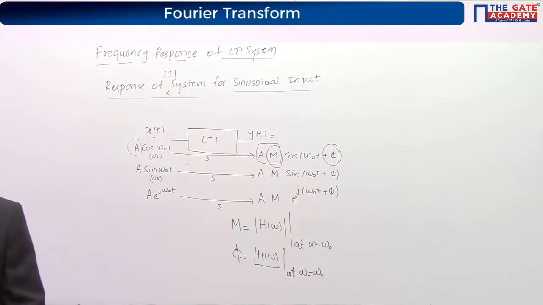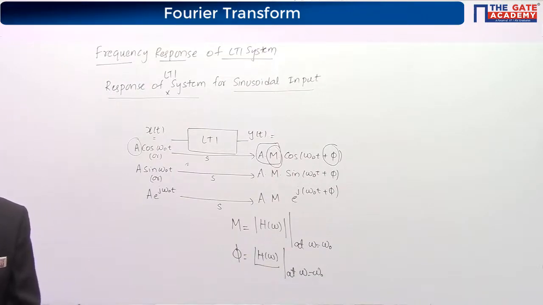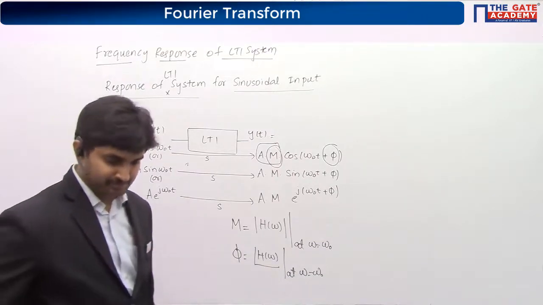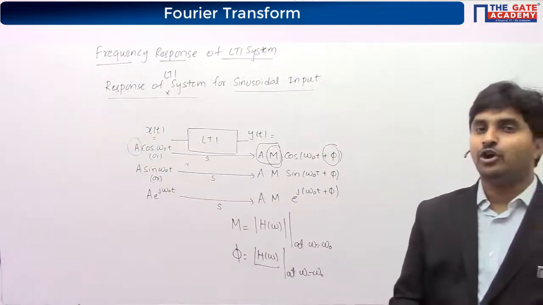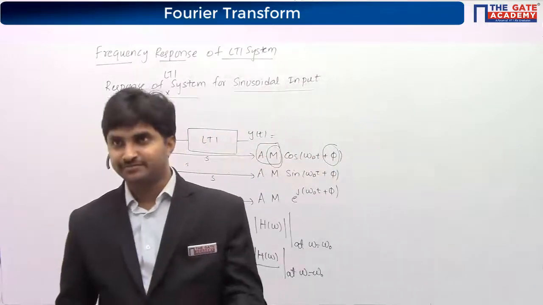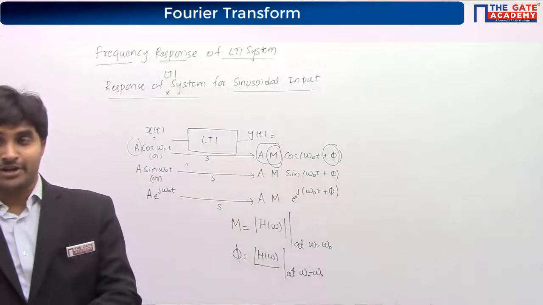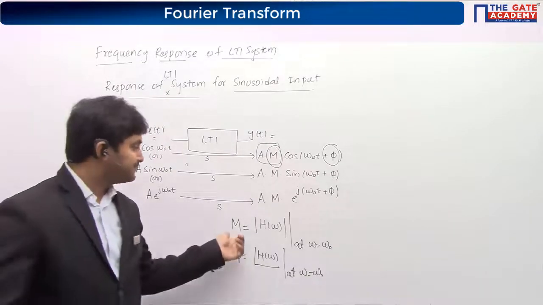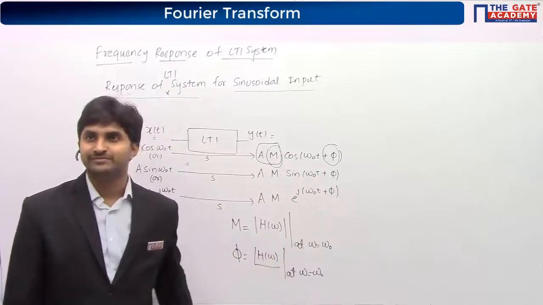M has to be a real number. If you are taking the magnitude of any number, it should be real. If you are talking about H(omega), it can be real, it can also be imaginary, I mean complex. But if you are talking about M, what is M? It's a magnitude, and magnitude is always real, yes or no?